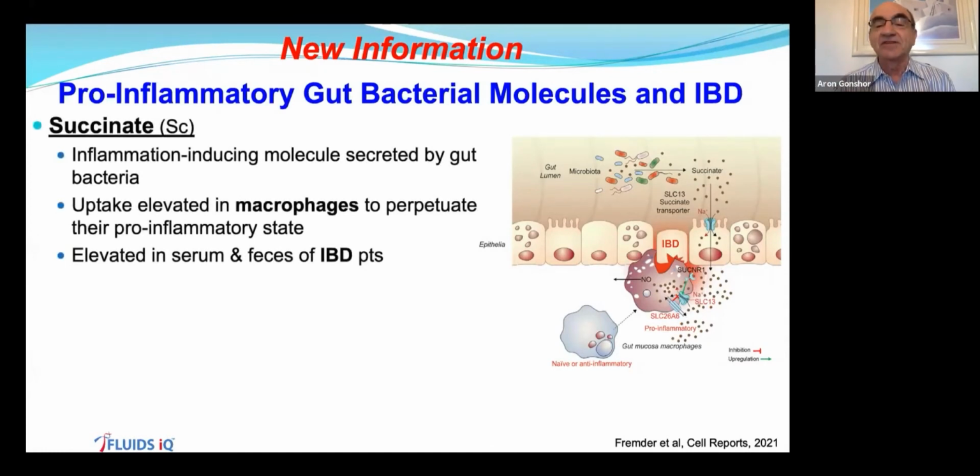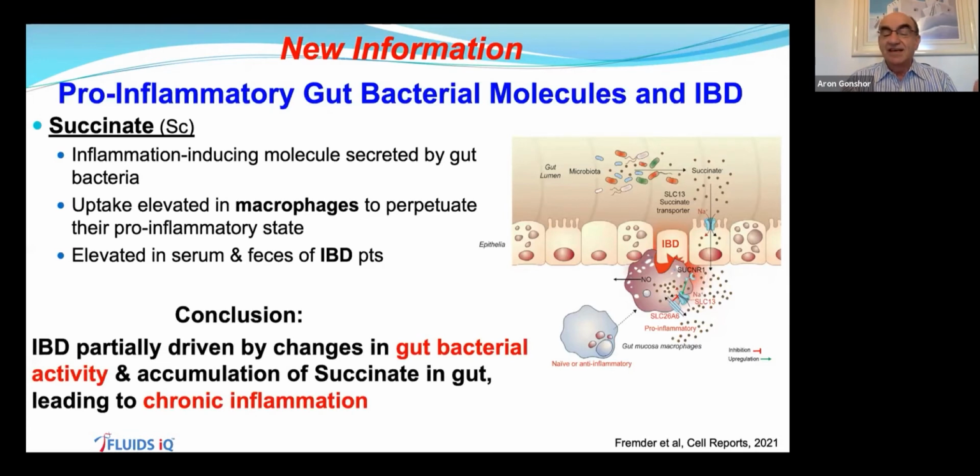And how do gut bacteria come into this? Well, here's new information. Again, 2021, the gut bacteria are playing a major role because there are gut microbiota that produce succinate. And succinate, we've known for a while, can produce inflammation. These are inflammation-inducing molecules. They're secreted by the gut bacteria. The uptake is elevated by the macrophages, and that perpetuates the pro-inflammatory state. And we find that tremendously elevated in the serum and the feces of people with IBD. So what's the conclusion of that? IBD is partially driven by changes in gut bacterial activity and by the accumulation of succinate in the gut. And that's one of the things that can lead to chronic inflammation. Is it the only thing? No. But is it now being considered as a very important vector? You bet.